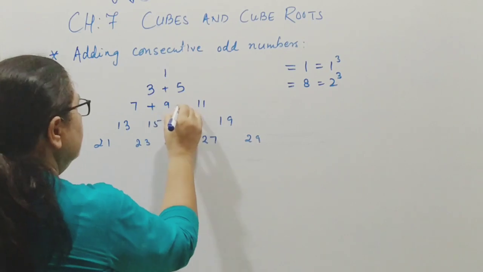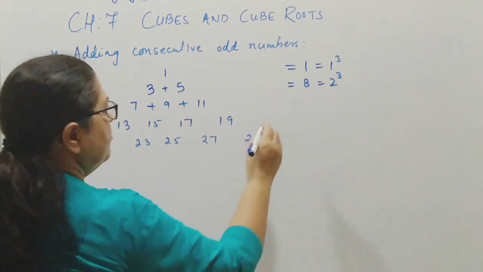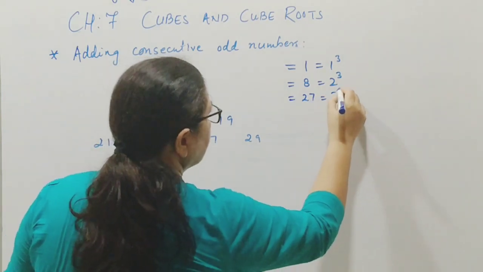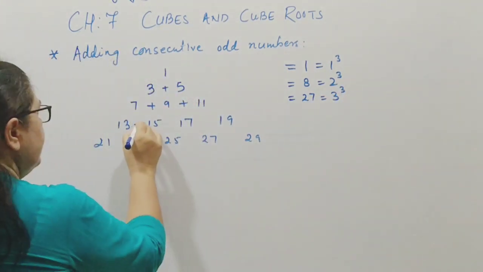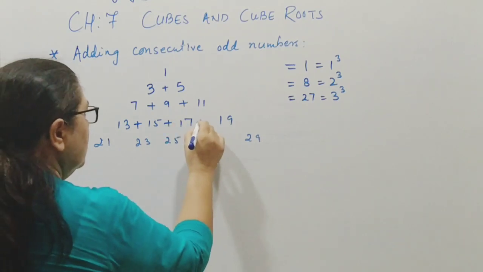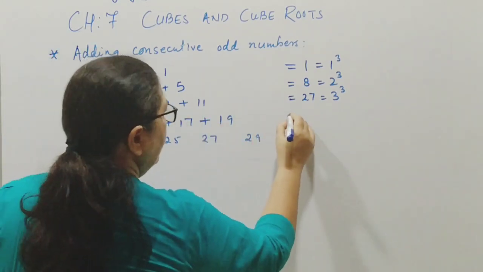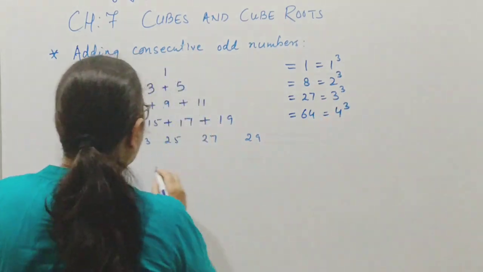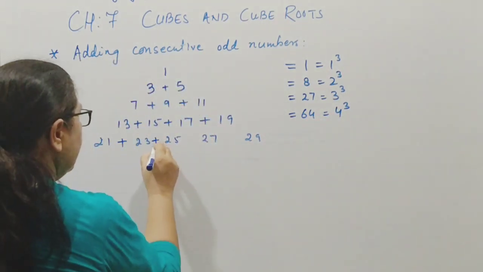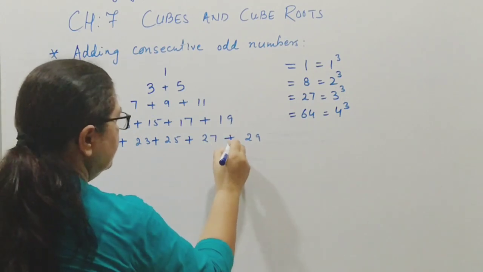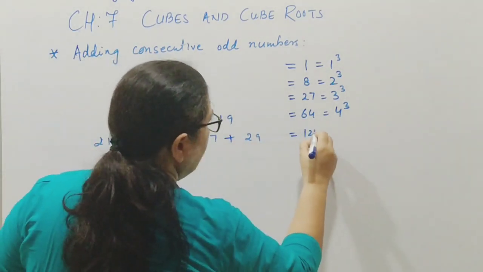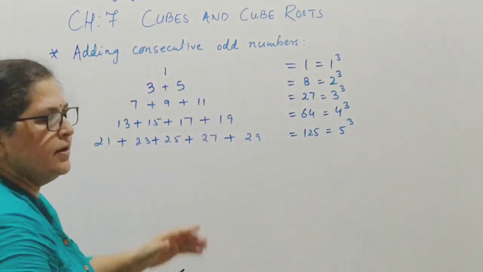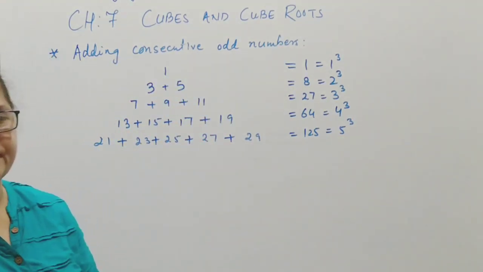Next we have taken the next three odd numbers and their sum is 27, that is 3 cube. Then we have taken the next four consecutive odd numbers and their sum is 64, that is 4 cube. Then the next 5 consecutive odd numbers, their sum is 125, that is 5 cube. Now the pattern goes like this only.